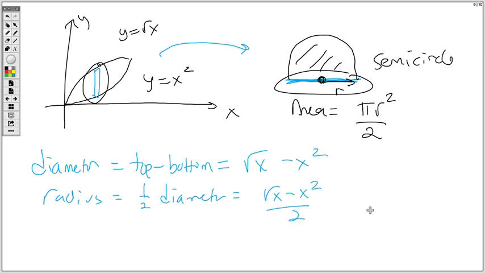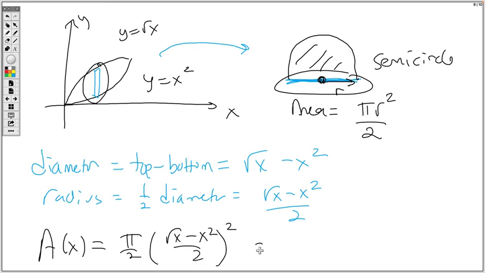Does everyone see how we're getting the radius for that? Now I just pop that into the formula. So the area here is going to be pi over 2 times the radius squared, which I can simplify to pi over 8 times the integral I had at the beginning. So now to get the volume, what do I do? I take the area of this semicircle times the little width dx, and that'll give me the volume of that slice, and then I add all the slices up as x runs from 0 to 1.